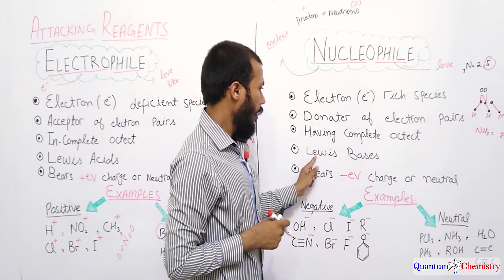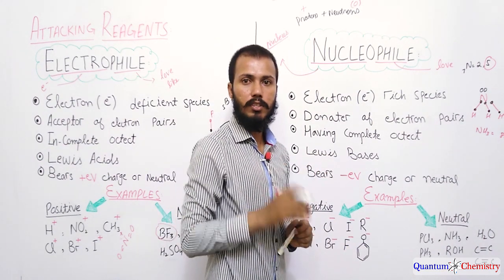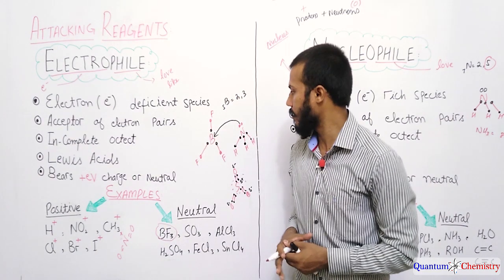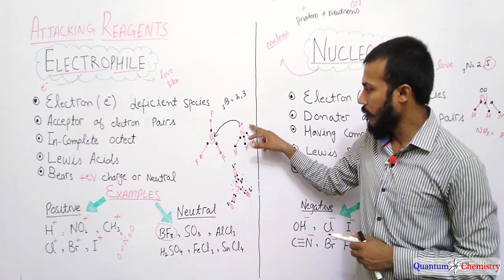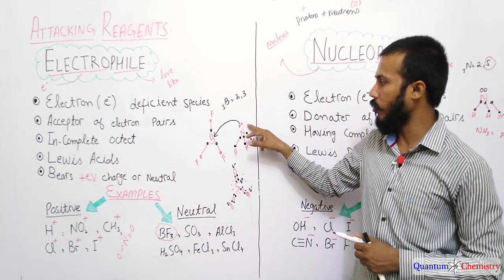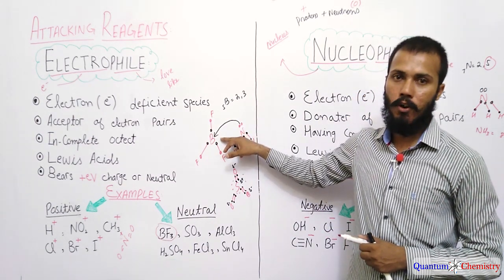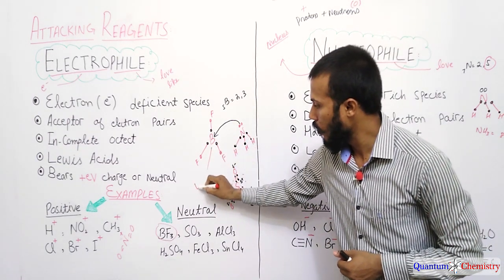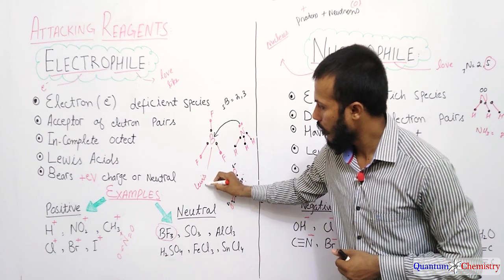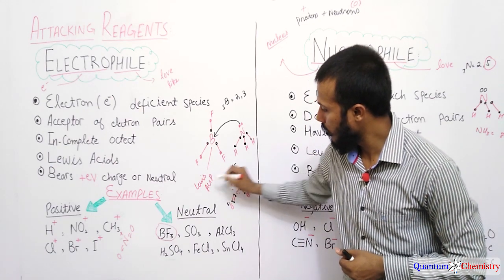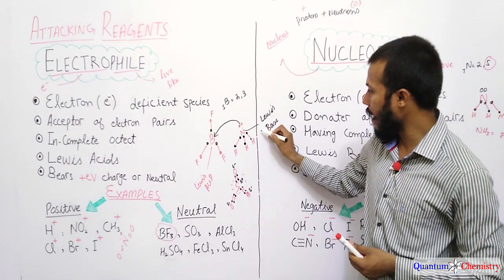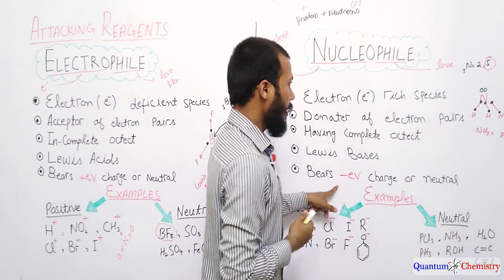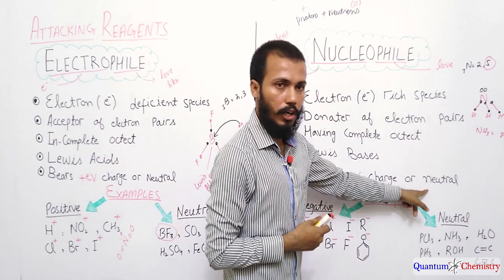And the third is Lewis bases. Lewis bases are those species which donate electrons easily. As we have already discussed, nitrogen having a lone pair of electrons donated it to boron trifluoride. Therefore in this case boron is a Lewis acid and ammonia is a Lewis base, and they bear a negative charge or are neutral.